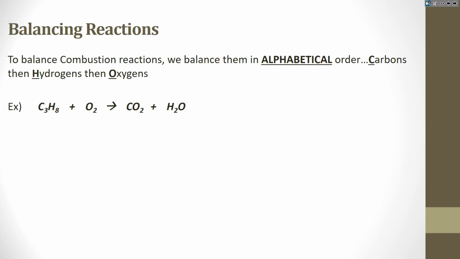Basically, one of the major tricks to balancing is to look for the easiest things to balance first. So for me, I would avoid oxygens in this because on one side it's in one place, and on this side it's in 2 places. So when that kind of stuff happens, when you mess around with one coefficient, you mess around with all of them. So it's easier to balance the simpler things first and worry about the more difficult things towards the end.